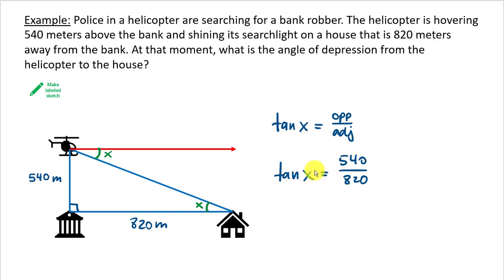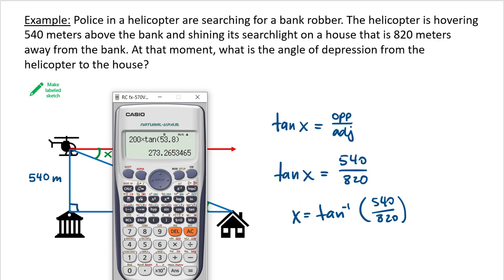But what is angle x itself? When we know the function value and we need to find the angle itself, that's where we use the inverse trigonometric function. That's the one that produces the angle measure. So to find angle x, we have to take the inverse tangent function and input 540 over 820. I'm not going to approximate it at this point because I want my answer to be as accurate as possible. That's how I will enter it in the calculator.